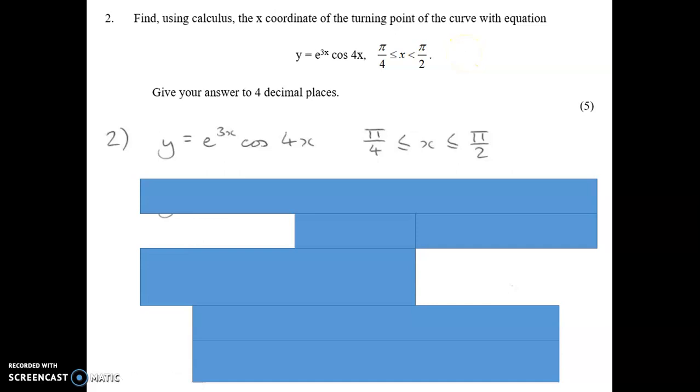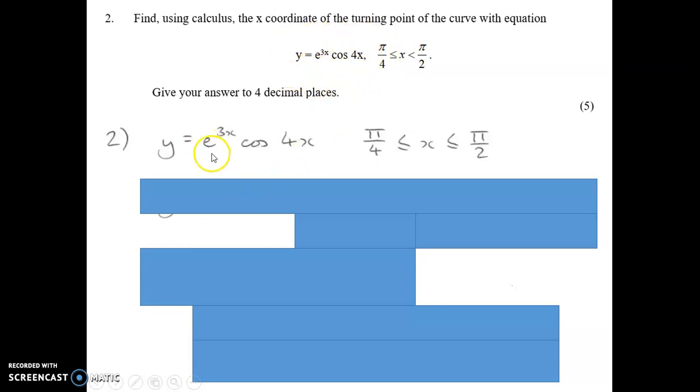Okay, so here we've got question 2 from the CWC test, which is asking us to use calculus to find the turning point of the curve with this equation. So using calculus, trying to find a turning point tells us we're going to need to differentiate. So the first thing I'm going to do is differentiate this function.